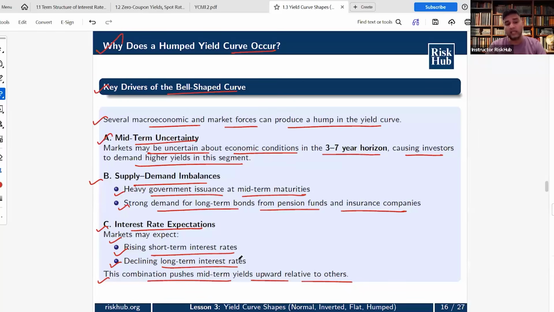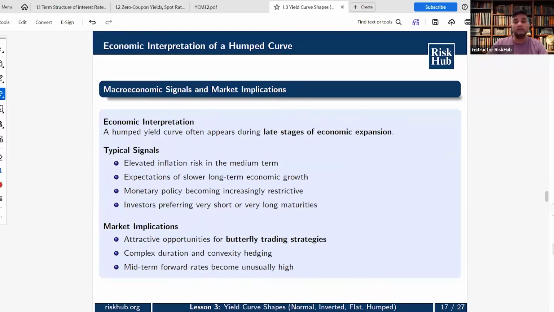Issuance calendars are published in advance, and concentration in one maturity bucket is a tradable rate agreement, right? Which we need to understand. Then we go into slide number 17, right? Which is nothing but the economic interpretation of a hump curve: macroeconomic signals and the market implication.